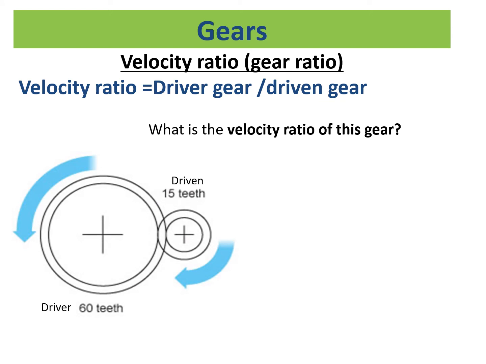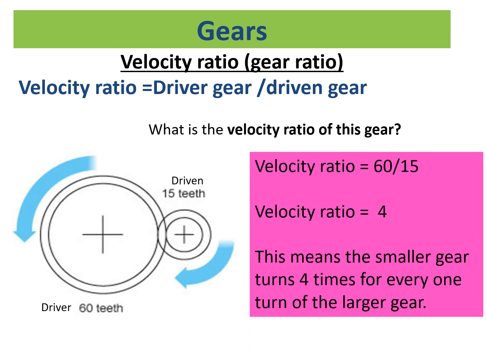Calculating velocity ratio, or gear ratio. Below shows an example of the drawing of a type of gear. It shows the driver gear of 60 and the driven gear of 15. This is how to calculate the velocity ratio. You divide the driver gear by the driven gear.